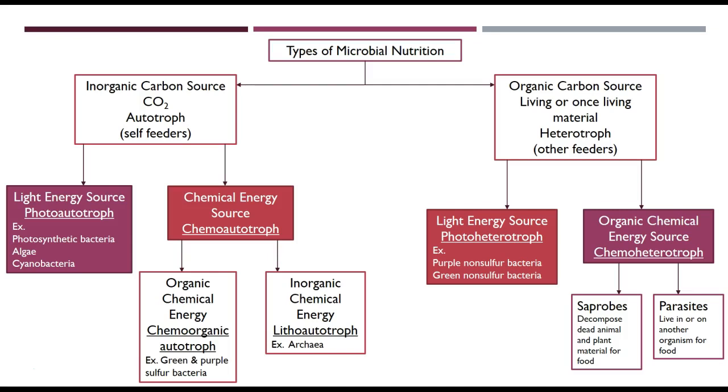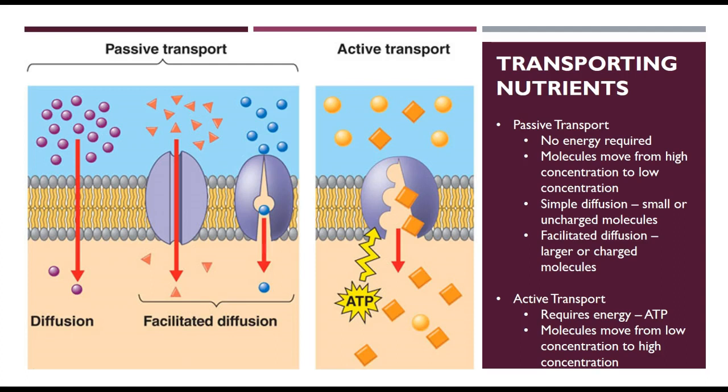Saprobes are organisms like the fungi and some bacteria that are involved in decomposition, and they rely on dead animal and plant material for their food. Then we have the parasites, and parasites are organisms that live in or on another organism to get their food. A large number of bacteria, helminths, some protists are going to be categorized in this group with the parasites. Okay? So how do these organisms get these nutrients? Well, they have to transport them into the cell some way.